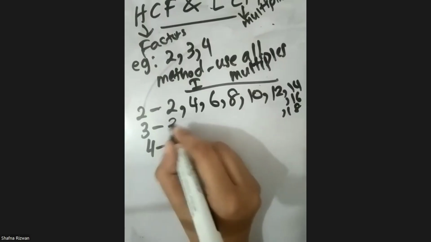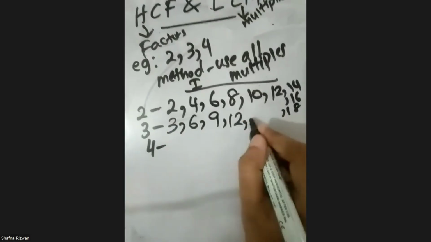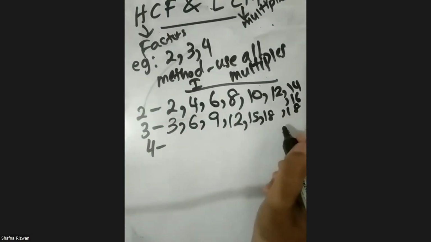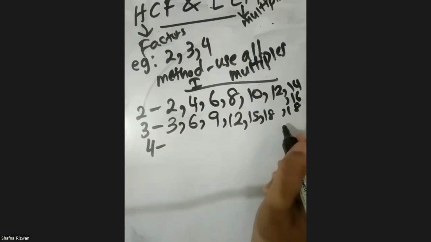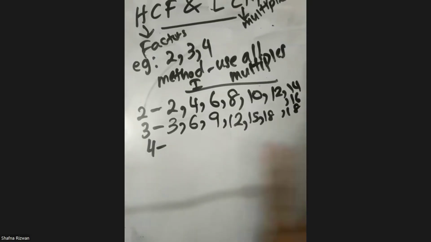3 1s are 3, 3 2s are 6, 3 3s are 9, 3 4s are 12, 3 5s are 15, 3 6s are 18, 3 7s are 21. No need to take that, enough.